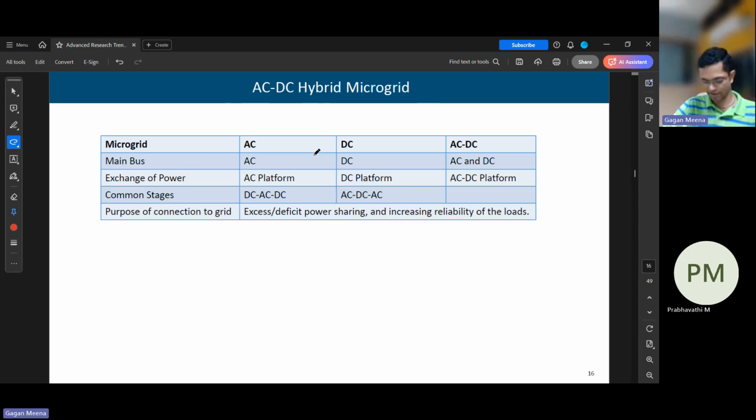So these are the three microgrids. First is AC, DC, then AC-DC microgrid. Here the main grid is AC. Here DC. Here both AC and DC are there. Exchange of power is on AC platform, here on DC platform, and here on AC-DC. In the AC grid, the common stages are AC, DC, AC. And in the DC grid, AC to DC to AC. Here we took the example of energy storage. Right?